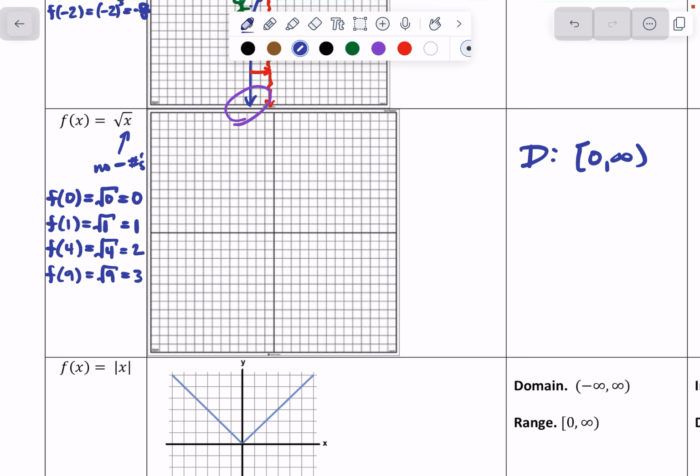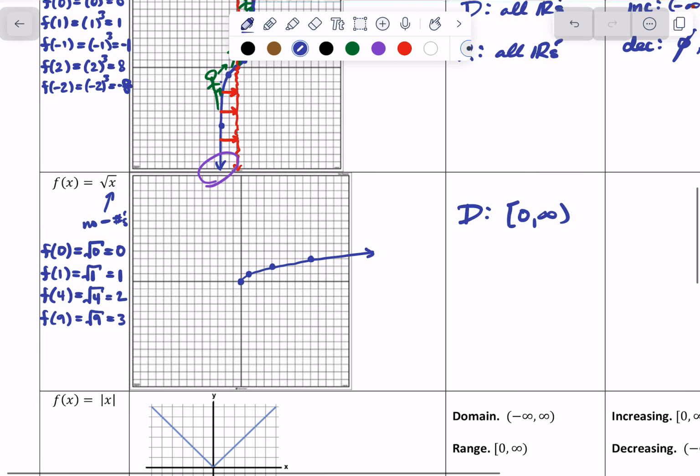Now in this case, we can only really get 4 nice numbers here. If you try to find anything else, it's going to get a little messy, right? You run out of graph space. So we're just going to stick with these 4. So 0, 0; 1, 1; 4, 2; and then 5, 6, 7, 8, 9, 3. All right, so this is the graph of the parent function.